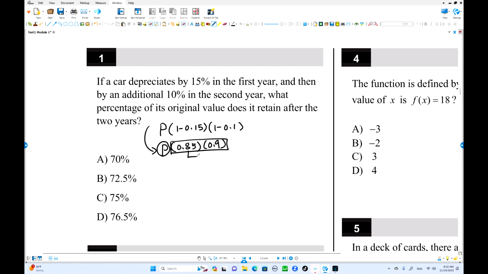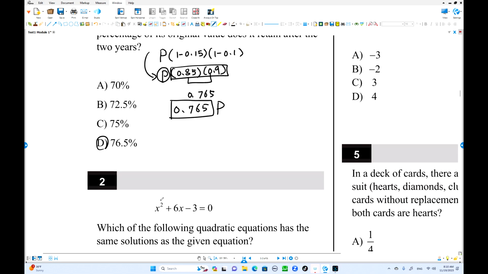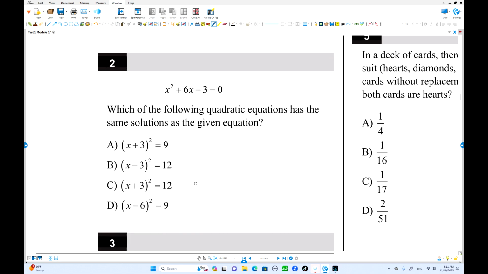So we're going to calculate this one. 0.85 times 0.9 is 0.765. This is actually 0.765 of P, which is 76.5% of the original price. Choice D is the answer. All right, number two.